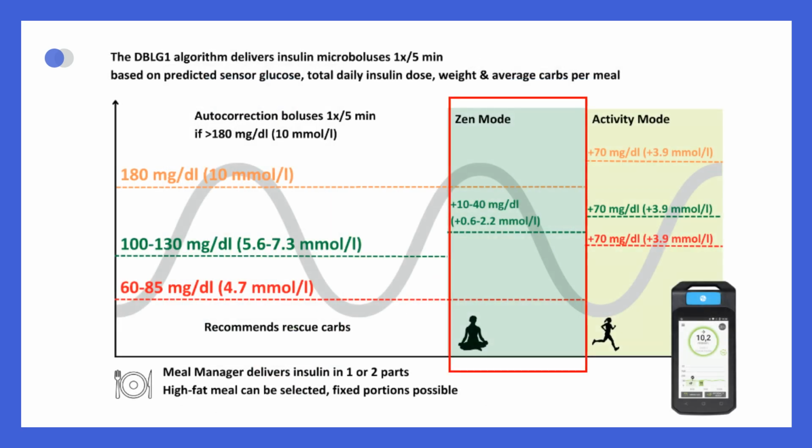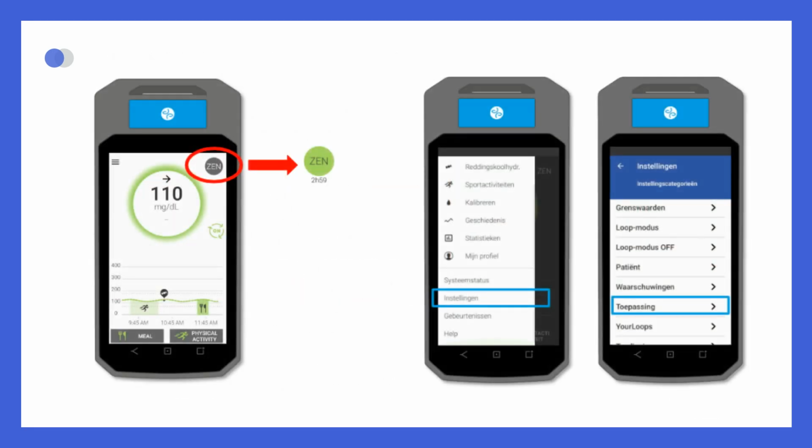Zen mode. If you prefer not to be disturbed by notifications or alarms, you can activate the Zen mode. The aim is to avoid hypoglycemia and also at the same time to bother you as little as possible with the need to eat rescue carbohydrates. During Zen mode, the target value is increased by 10 to 40 mg per deciliter, or 0.6 to 2.2 millimol per liter. The duration of Zen mode can be adjusted within a 3 to 8 hour range via the settings.